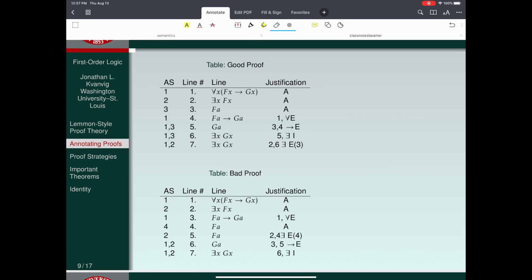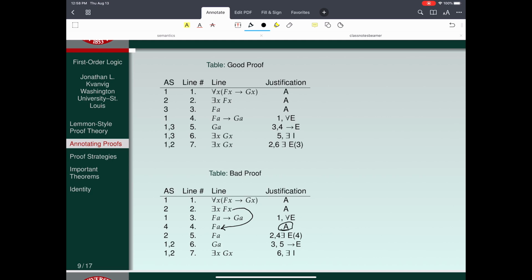So let's look at the bad proof first and see why it's a bad proof. Notice at line 3, we simply remove the quantifier from line 1. We do that by dropping the quantifier and replacing the variable with a constant. In this case, I used A. At line 4, then I did the same thing with respect to line 2. Why did I do that? Well, 2 is an existentially quantified formula, so I want to remove the existential quantifier. I do that by making an assumption.